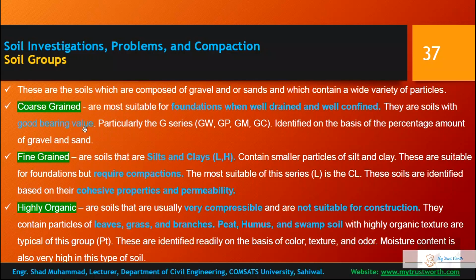So coarse grained soils have less moisture and no cohesion at all, and they are well drained and well confined, used where good drainage is required and confinement is there. And fine grained soils are cohesive soils, and they require compaction, and they are based on cohesion properties and permeability. And highly organic soils are very compressible. They are cohesive, and moreover their bearing capacity is quite low. Moisture content is quite high.